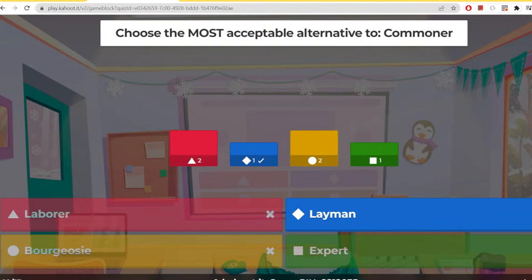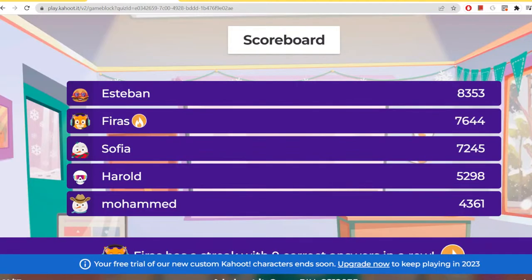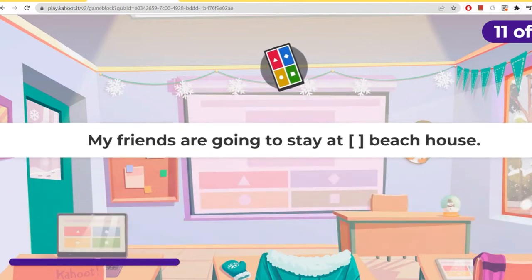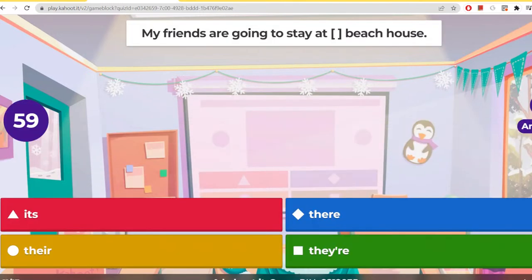Laborer, if you guessed that, that's pretty close. But at the same time, labor just implies that someone does work. It doesn't necessarily speak to where they are in society. Commoner and layman would be good synonyms. So if you haven't heard that word layman before, that's one of those words you might want to know for the SAT. And now you know. Ooh, okay. Fresh was the only nice get. My friends are going to stay at Beach House.